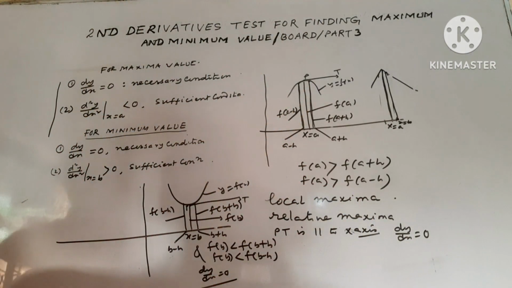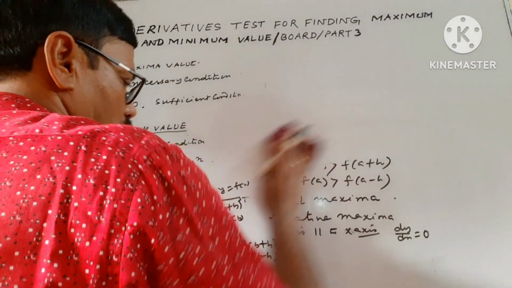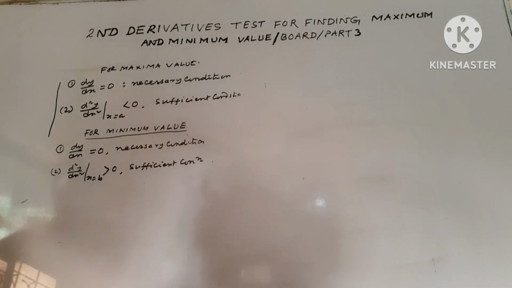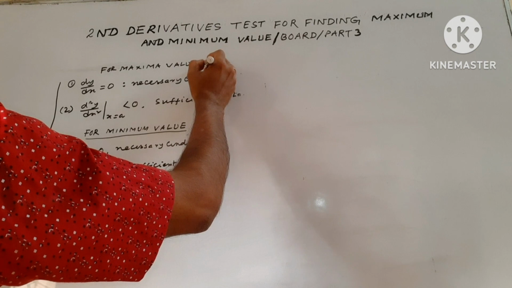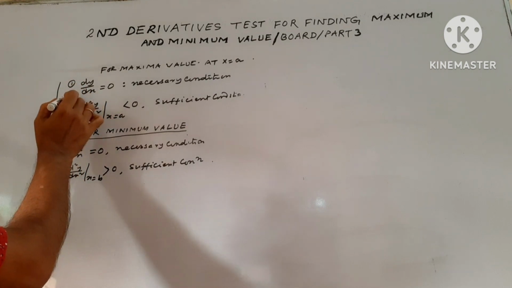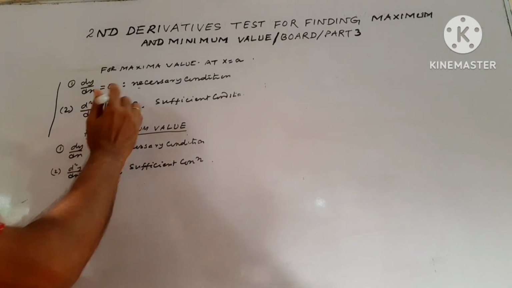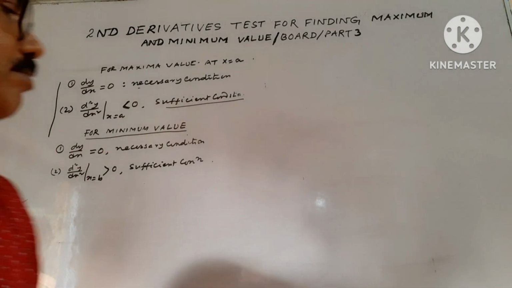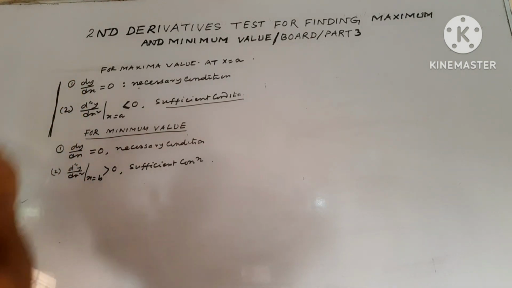So this is second derivative test. What is the theory, working rule? A function f(x) is said to have maximum value at x equals to a if dy/dx equals to 0, this is called necessary condition, and double derivative at x equals to a less than 0. This is called sufficient condition. So you have to recall this. This is our working rule.